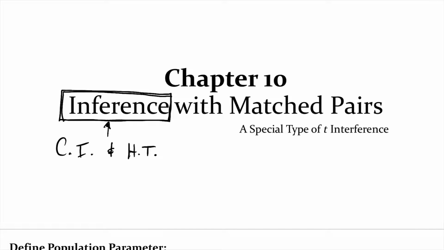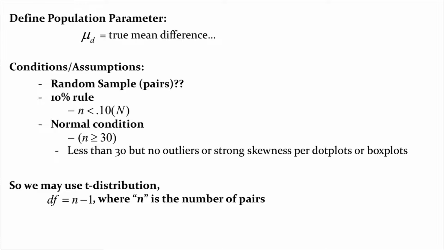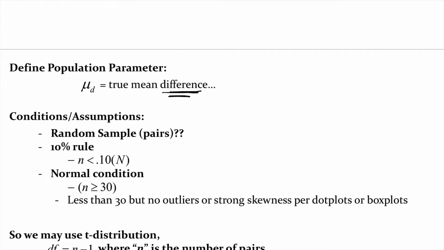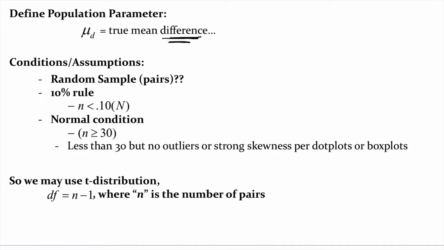With matched pairs, it's a special type of t. It's always t. So if it's matched pairs, it's always going to be t. Here's the thing: with matched pairs, we only care about the differences. So I do have two samples, but in reality, there's only one sample, and it's the differences. It's kind of difficult to understand, but once you see it, it'll make more sense.